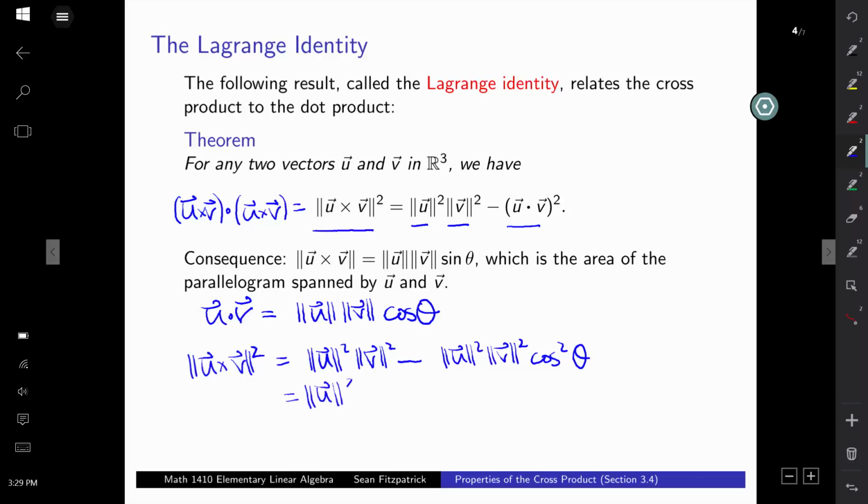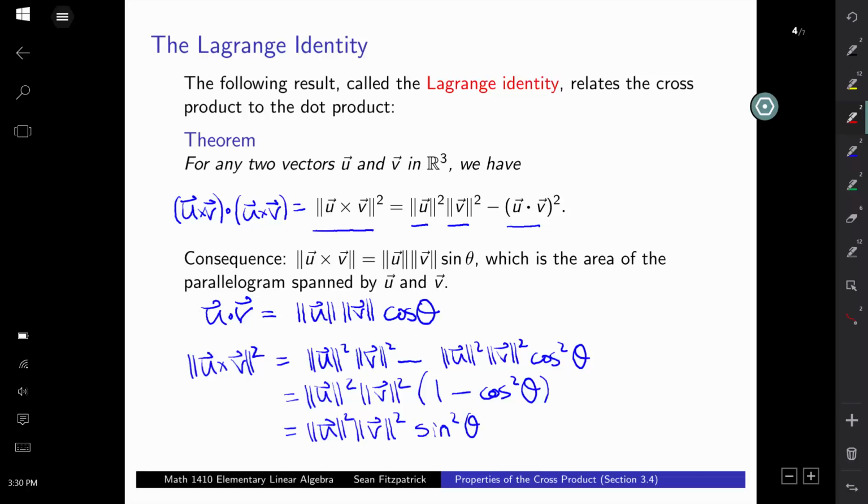So take out the common factor. I've got 1 minus cos squared theta. And what is 1 minus cos squared theta? That is sine squared theta. So I get length of u squared, length of v squared, times sine squared theta. And so this formula for the magnitude of the cross product follows by simply taking the square root of both sides of that equation. Now you might be concerned about positive or negative roots, but of course magnitudes should be positive by construction, right? You can't get a negative magnitude.